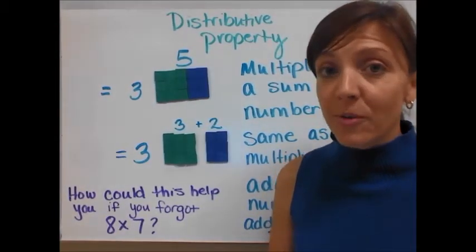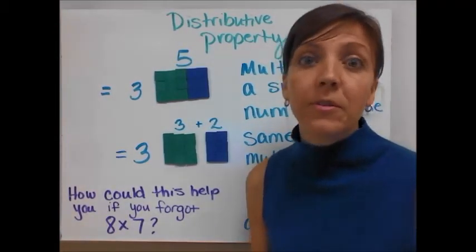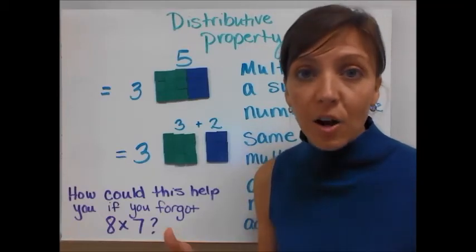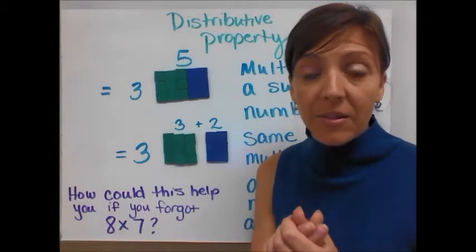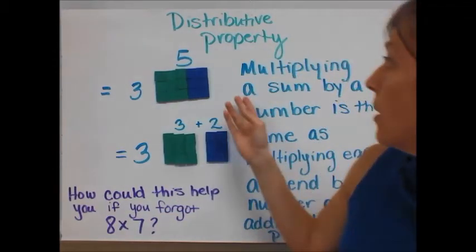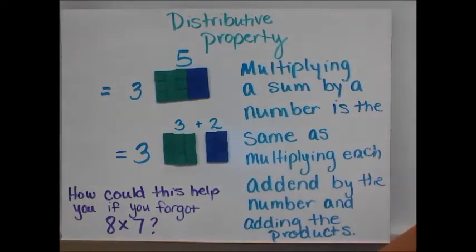We're going to learn about distributive property. Distributive property is a property that allows you to take a larger number and break it into smaller pieces and add them together. Multiplying a sum by a number is the same as multiplying each addend by the number and adding the products.